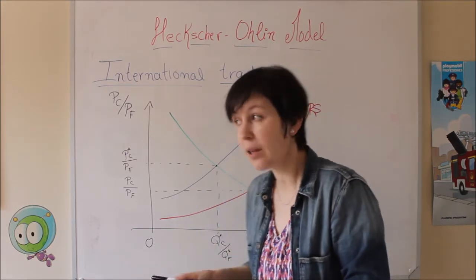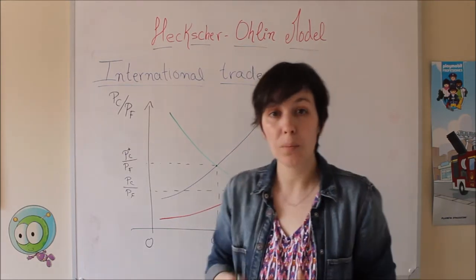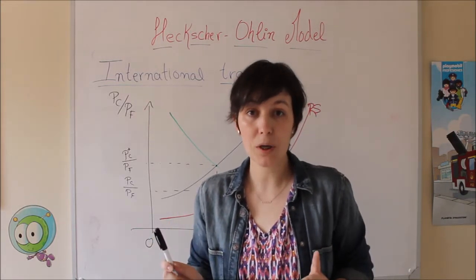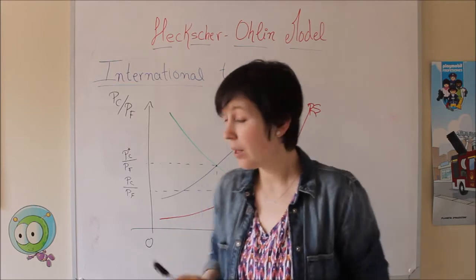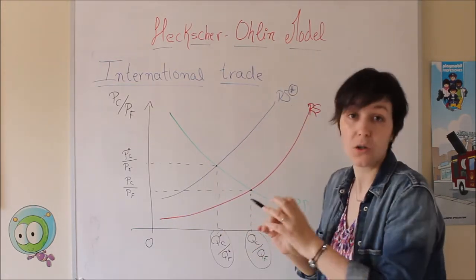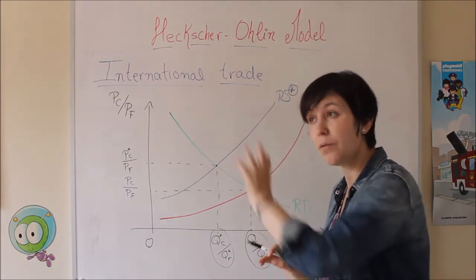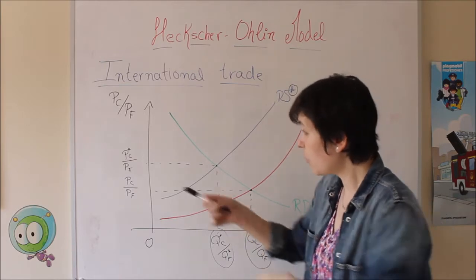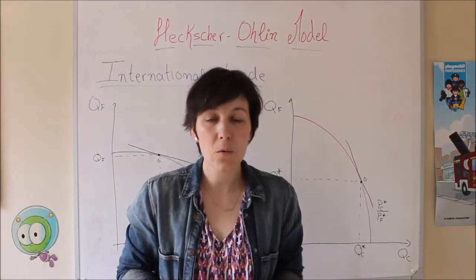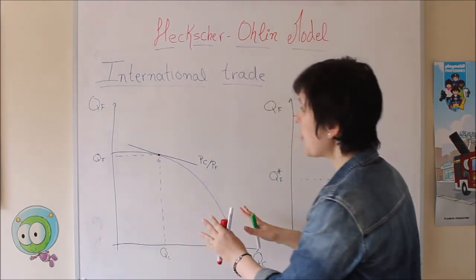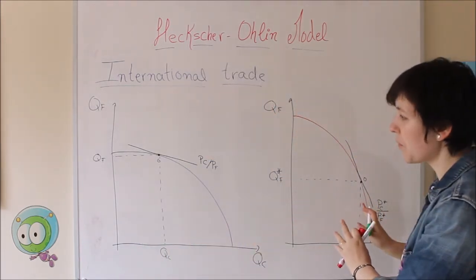Now we are going to connect these two relative prices with the PPF curve of each economy, and then we are going to get the quantity. Well, it's going to be separated, quantity of food versus quantity of clothes, but it's going to be connected with all of this. So here we have the PPF of each economy. This is for the home economy, this is for the foreign economy.